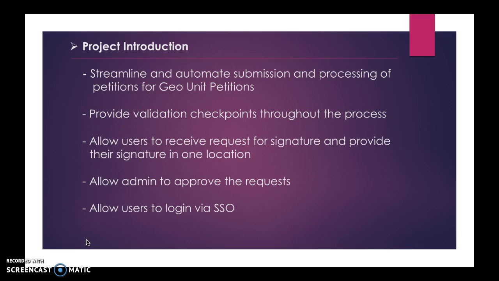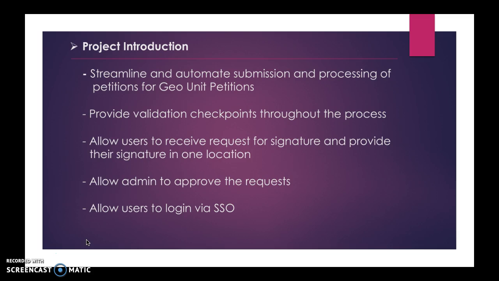The new application will be streamlining the petitions process, where the user is given the category of a petitioner or a signatory. If he's a petitioner, he would be eligible to form or propose a GeoUnit. And if he's a signatory, he would be eligible to sign the petitions of a GeoUnit to get them approved and get the signature count for a specific GeoUnit, so they can form a GeoUnit. So we are going to streamline everything.